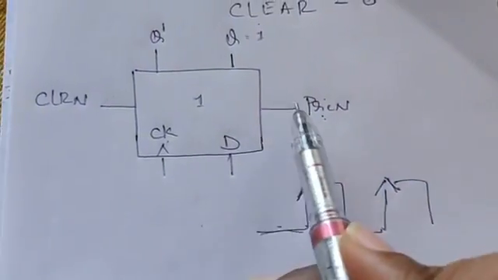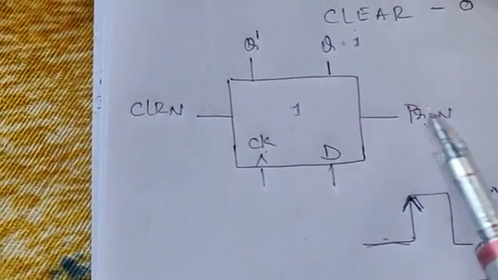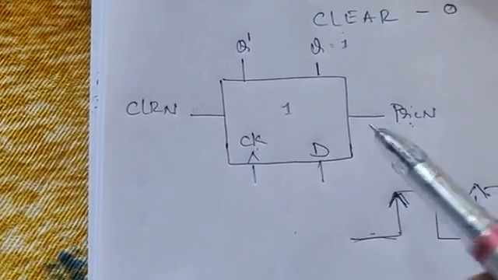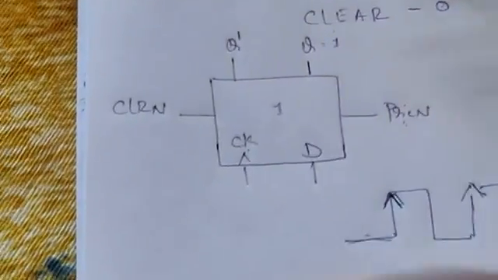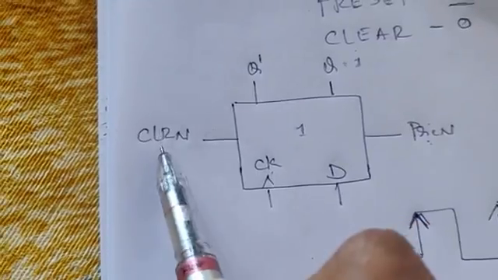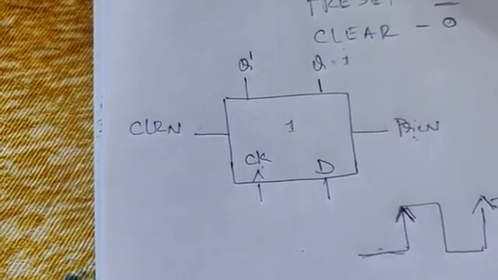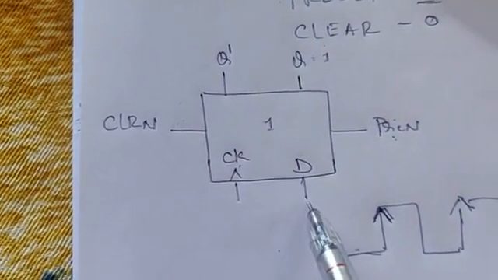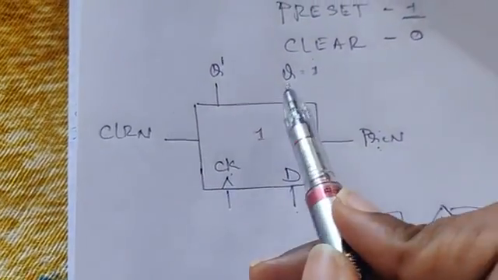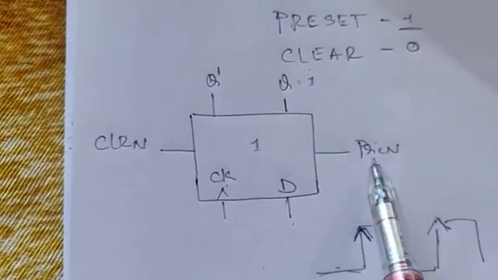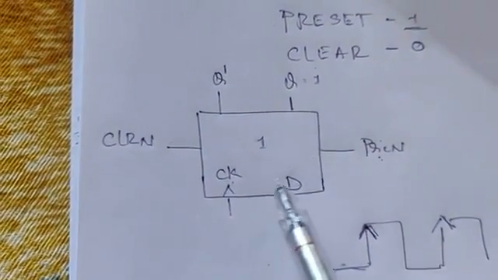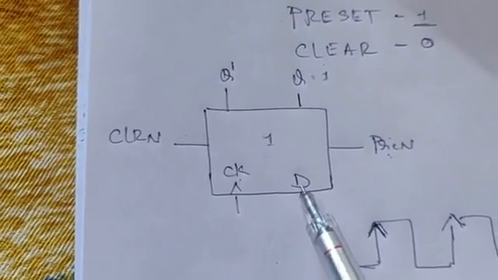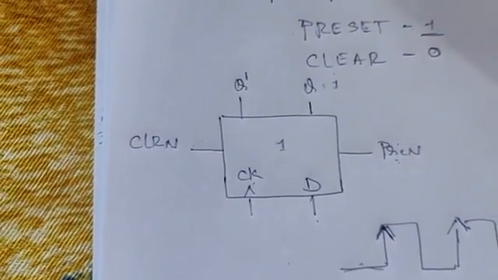But clear and preset, these two are not going to work with respect to the clock. These are separate. These two are not working with respect to the clock pulses. When either of these, preset or clear, is active, then whatever input you pass with respect to D won't be taken into the Q. I mean, if either one of them is enabled, whatever data input you pass with respect to D, it won't be taken into consideration.